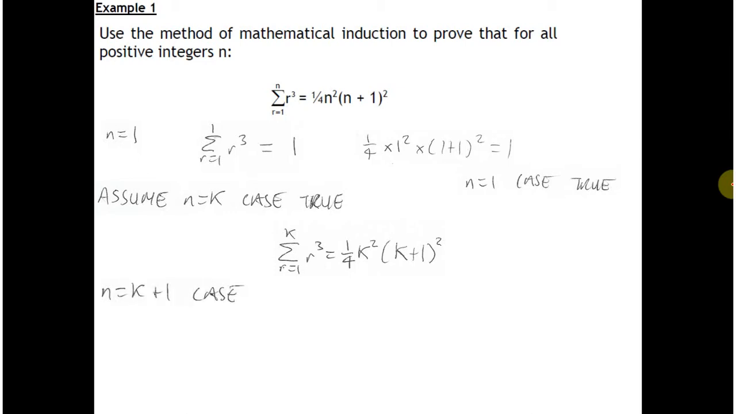Then, if we can use the fact that the n equals k case is true to show the n equals k plus 1 case is true, then we have got our inductive argument. Then n equals 1 is true, means 2 is true, means 3 is true, and so on.